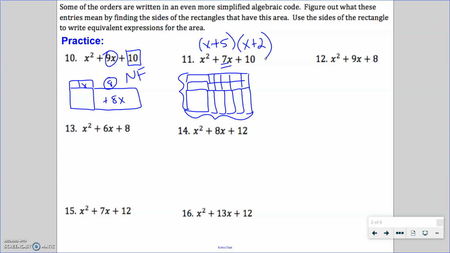So at this point in time, if you haven't, pause the video, give this a try, and then we'll go over the answers when you're ready and you want to unpause.